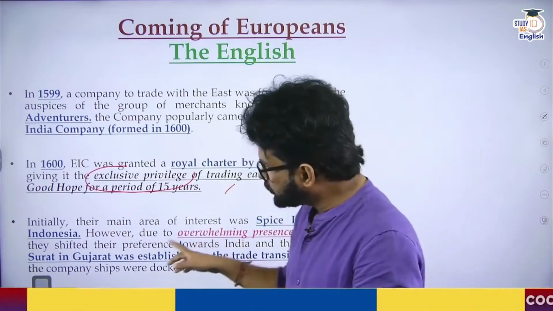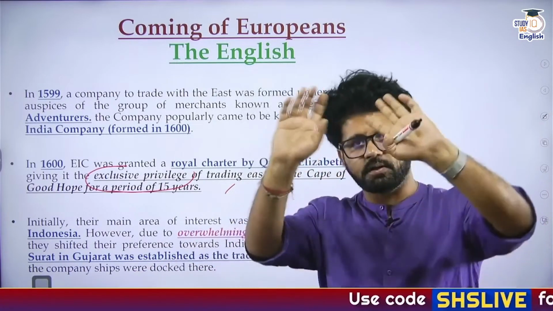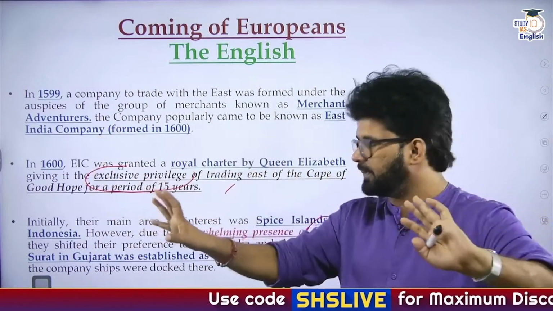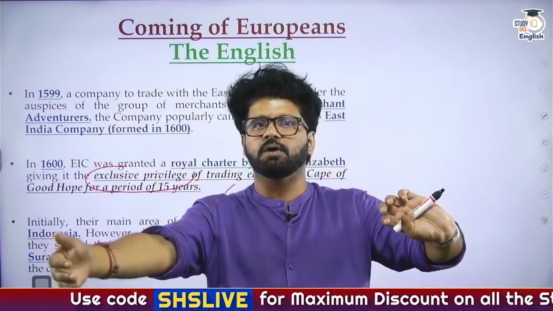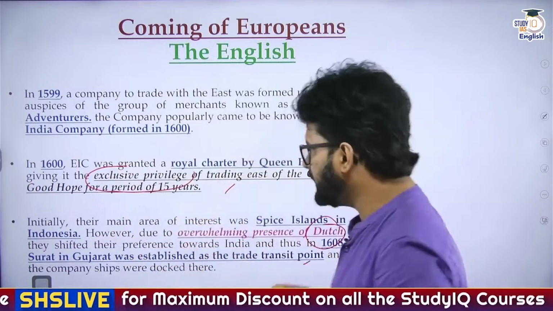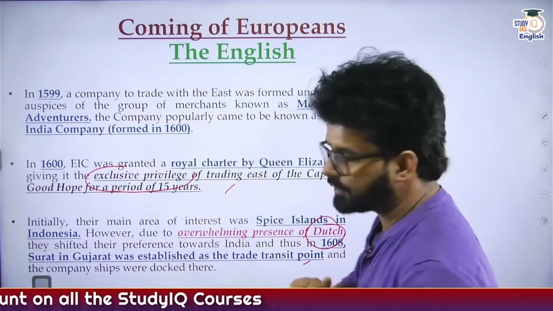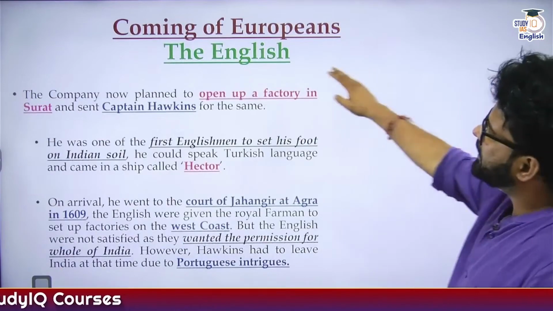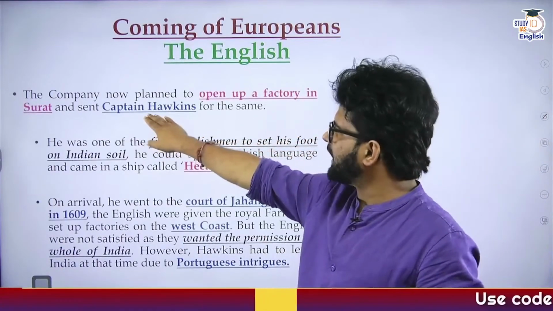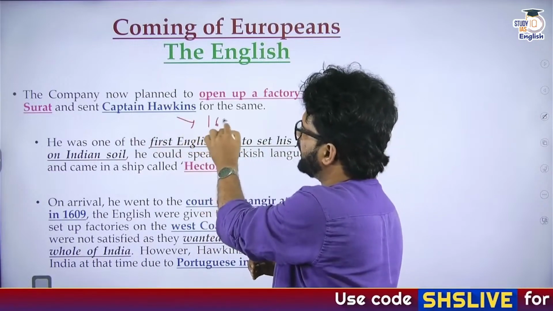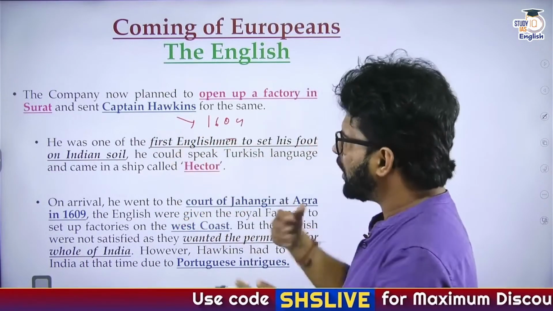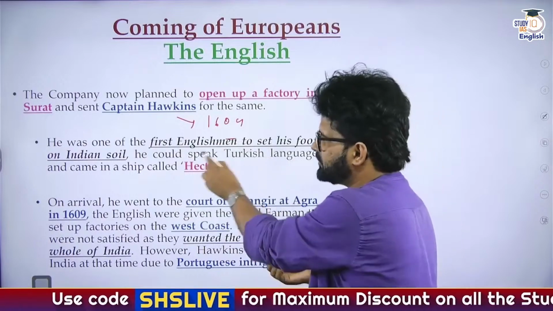But we have already solved a lot of questions on this. The fort settlement which was actually made in Surat was done in 1613 after taking permission from Jahangir. Many questions have been asked by UPSC, which we discussed in the previous lecture. The company now planned to open up a factory in Surat and send Captain Hawkins. That happened in 1609. He came, and we talked about how Captain Hawkins could speak the Turkish language. He came in a ship called Hector.